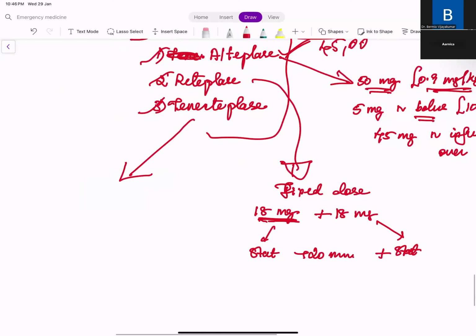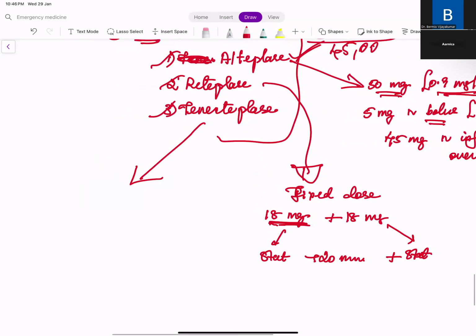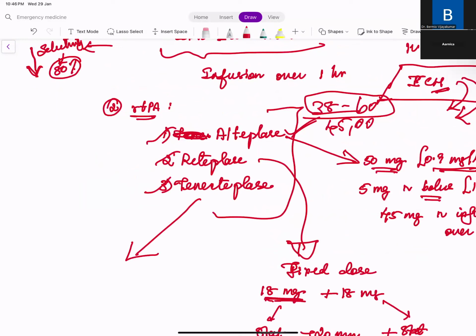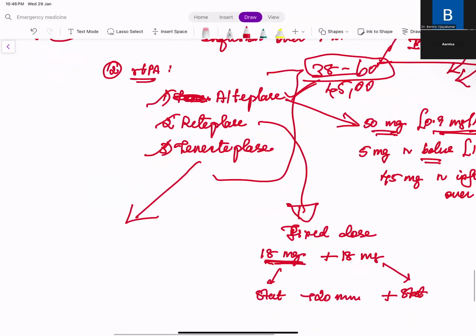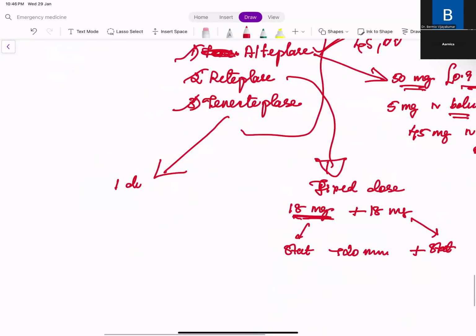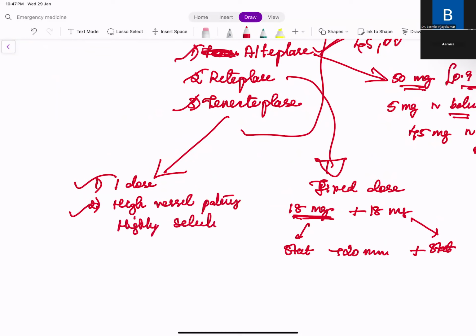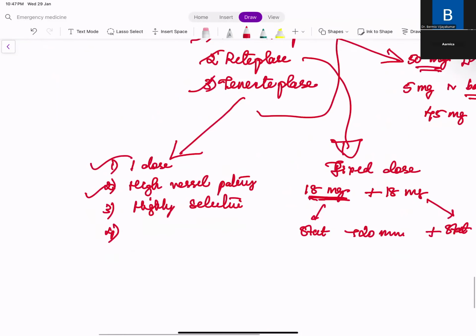Tenecteplase is also weight based, but it is not an infusion, unlike streptokinase and alteplase. It is not two separate doses as in reteplase. It is just one dose. That is why tenecteplase is very preferred. Why is tenecteplase preferred? It is one dose. Second, it has a high vessel patency rate, as we just discussed. It is highly selective, so the chance of intracranial bleeding is less. And another reason is it's easy to remember the dose.